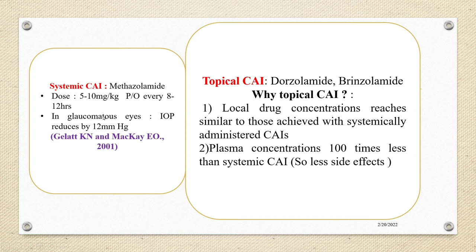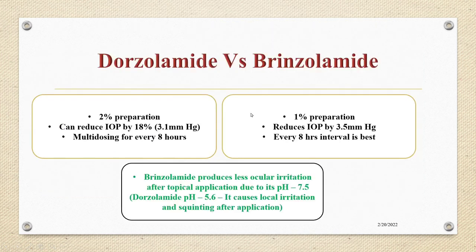So either you can use a systemic carbonic anhydrase inhibitor, or topical ones, which are best for achieving high local drug concentrations as well as decreasing plasma concentrations. These two things are required to achieve good results. If the local drug concentration is maximum, the effect will be more. If the plasma concentrations are less, then there will not be any systemic side effects. So topical drugs are always more useful than the systemic ones.